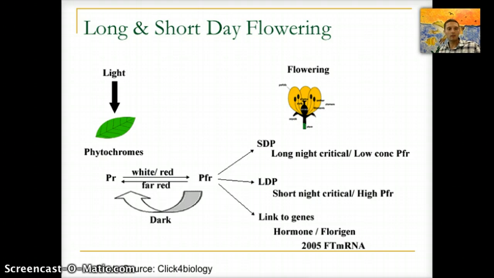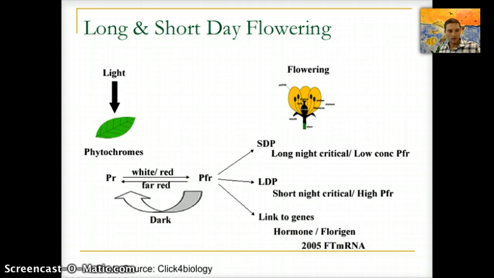These are plants that flower only if the period of darkness is longer than a certain critical length. If darkness is interrupted for whatever reason during that long period of darkness by a brief red flash or some flash of light, the plant will not flower, and it's not going to be able to flower.